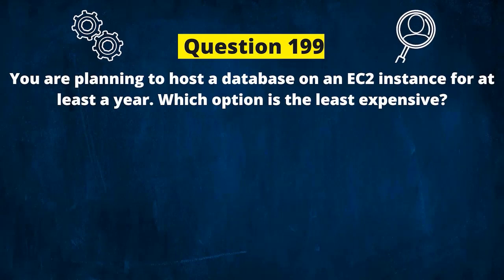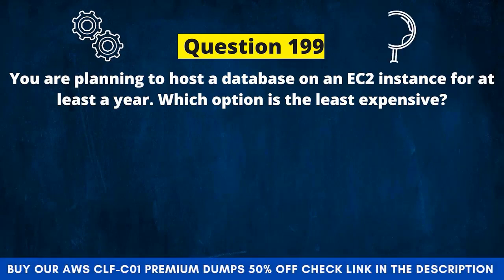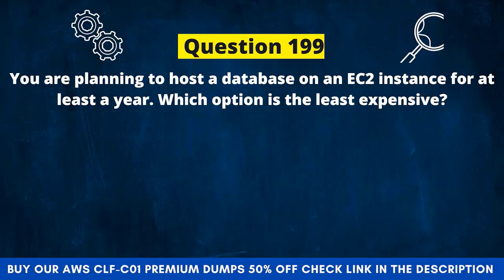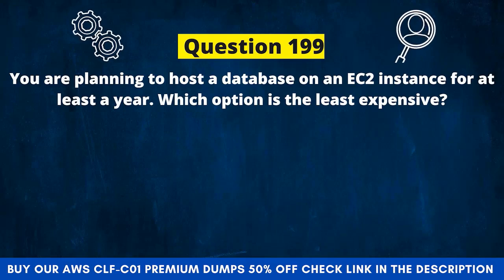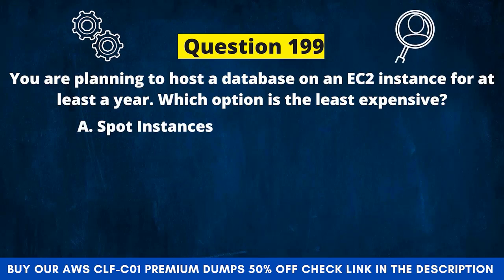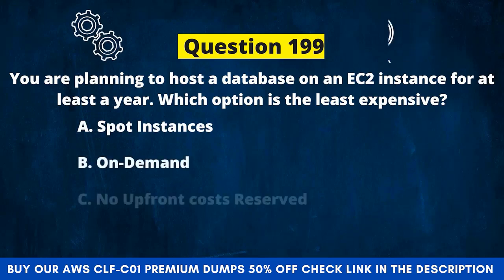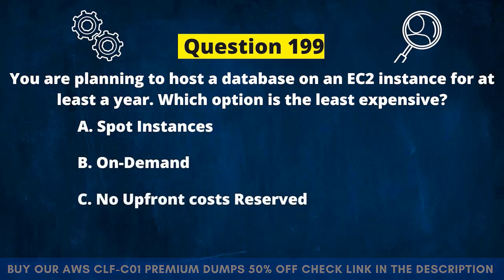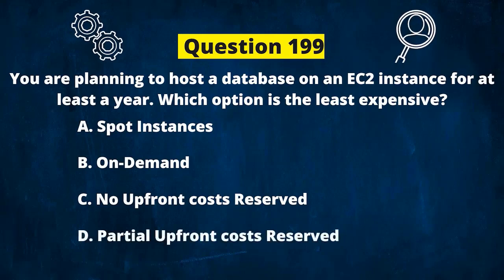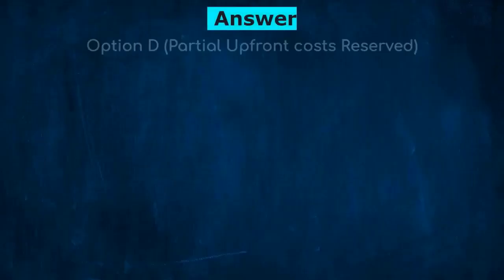Next question. You are planning to host a database on an EC2 instance for at least a year. Which option is the least expensive? And the options are A. Spot instances, B. On demand, C. No upfront cost reserved, D. Partial upfront cost reserved. And the correct answer is option D.